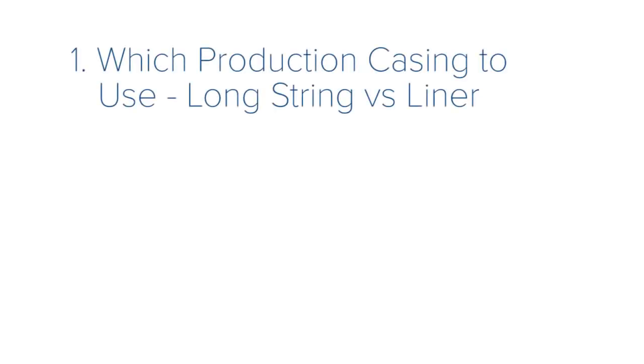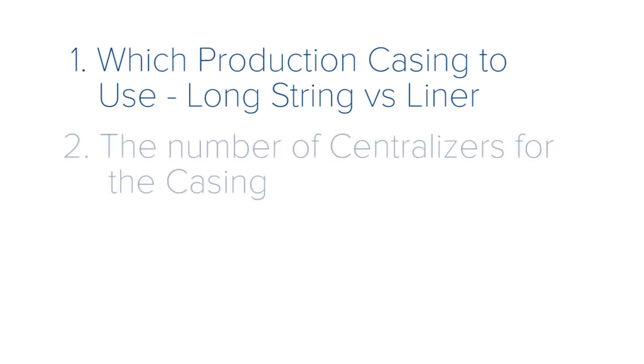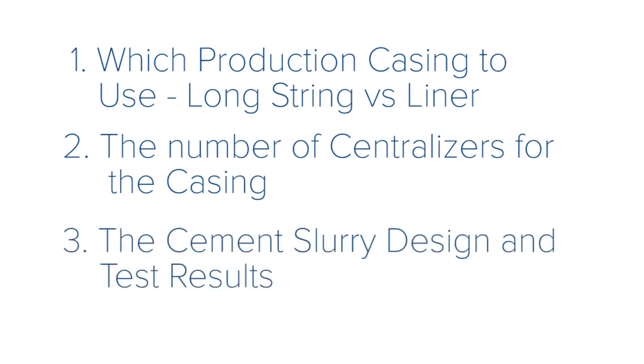One, which production casing to use, long string versus liner. Two, the number of centralizers for the casing. And three, the cement slurry design and test results.